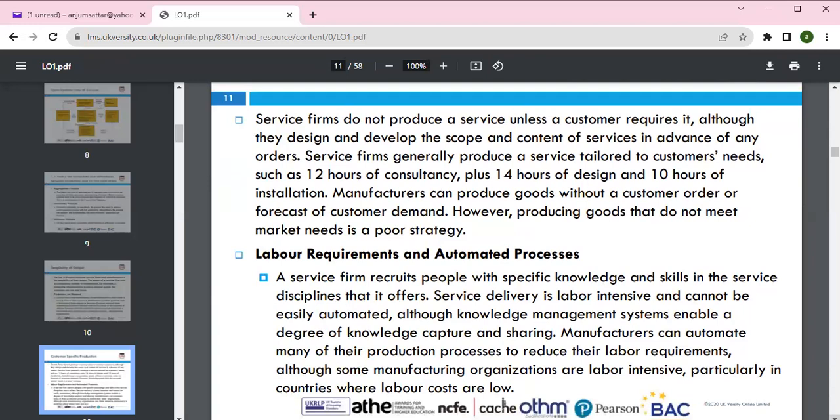Knowledge and skill of the service: in service delivery, the work is labor intensive and cannot be easily automated, although knowledge management systems enable degrees of knowledge capture and sharing. Manufacturers can automatically manage many of their production processes to reduce the labor requirement and the cost, like self-checkout service and various others, but the human interaction is still important.